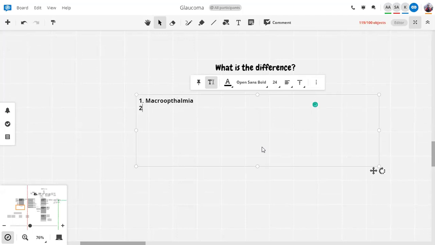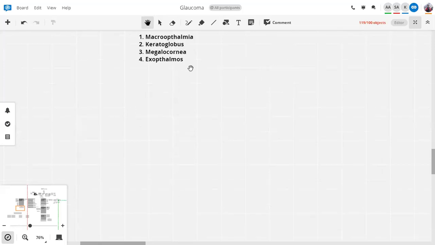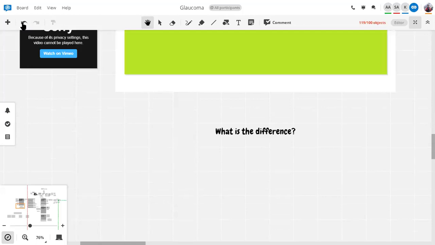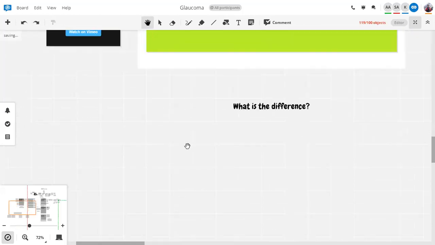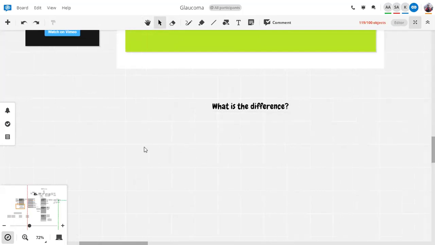So one is macroophthalmia. One is keratoglobus. Third is a megalocornea. Then fourth we have an exophthalmos. These are similar conditions which confuse क्योंकि हमें पता नहीं है अभी क्या है. They sound very similar because macrophthalmia, right? इसकी भी आँख बड़ी है तो it can be macrophthalmia. So what is एक आँख? What is a keratoglobus? What is a megalocornea? These are some terms we want to discuss right now.